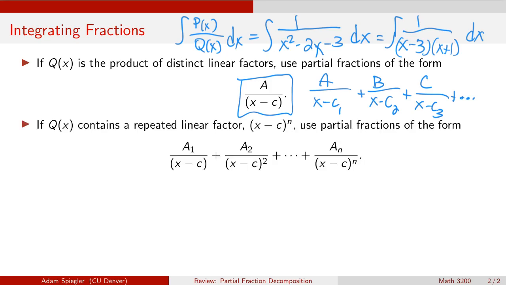If the denominator contains a repeated linear factor, so maybe I factor q of x and I get something that looks like 1 over x minus 2 squared, then when I do this partial fraction decomposition, we need to take into account that we could add fractions that look like a over x minus 2 plus b over x minus 2 squared. So if I add two fractions like that, the common denominator is x minus 2 squared. So I need to take into account repeated roots in a special way.